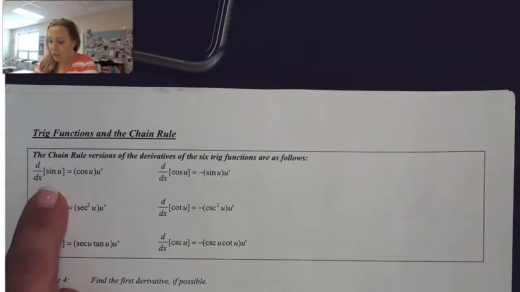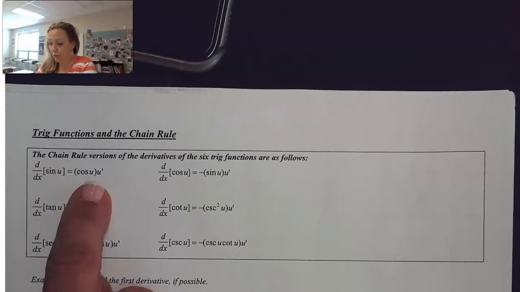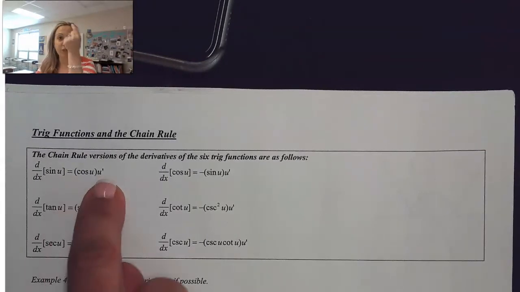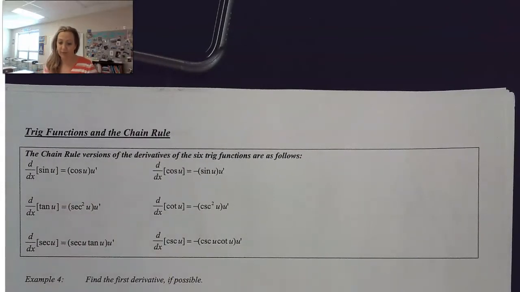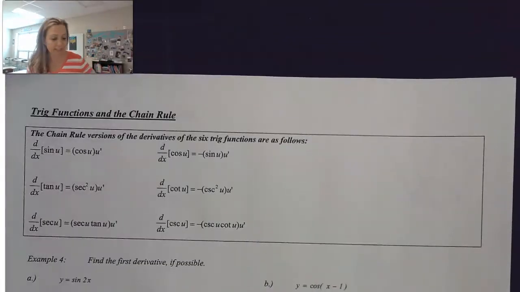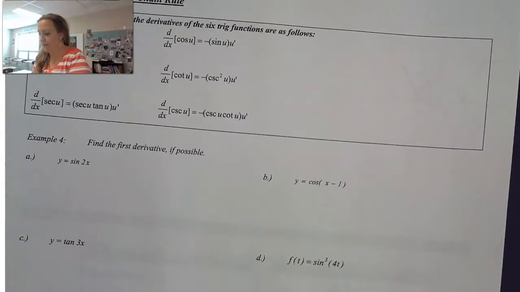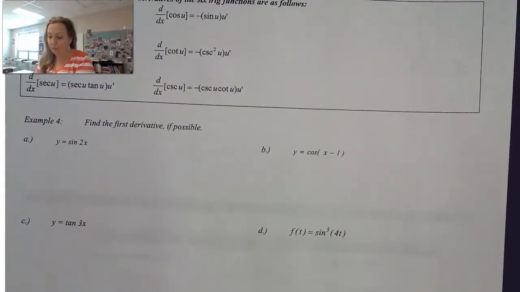So remember, using the chain rule, that means we'd want to take the derivative of sine of u. So that's the cosine of u. And then we're going to take the derivative of the inside function. And that's really what all of these explain: we take the derivative of the trig function with u, but then take the derivative of u, of that inside function. So let's find the first derivative of these questions in example 4.